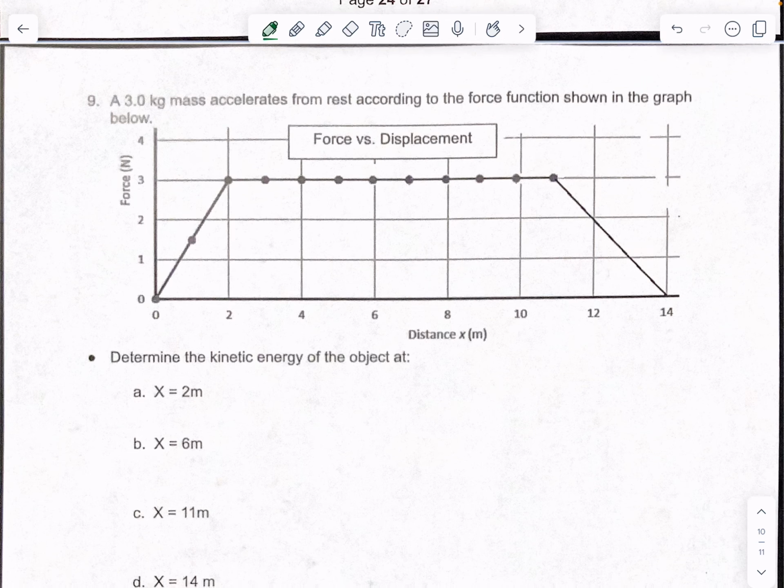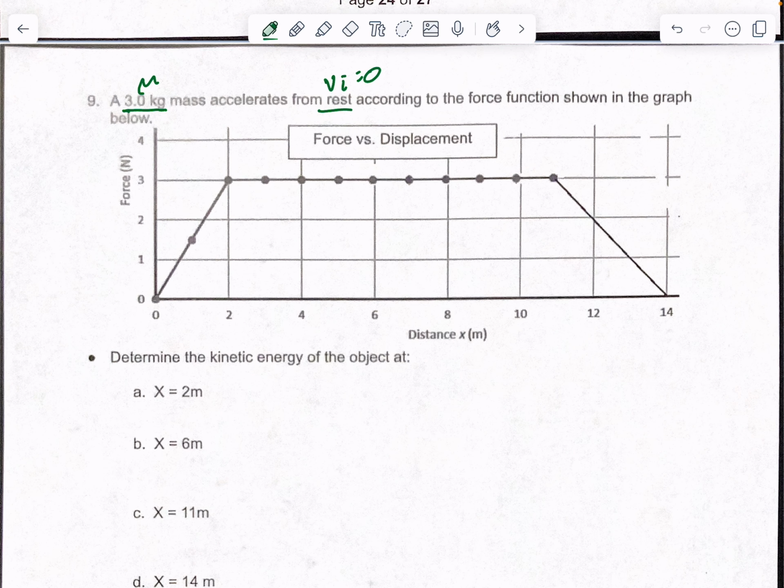All right, moving on to a little bit of graph stuff. We have a 3 kilogram mass. Please don't forget to read the clues that were given with the problem. Accelerates from rest, so your v_i is 0. So you have your mass right here. Determine the kinetic energy of the object at all these times.